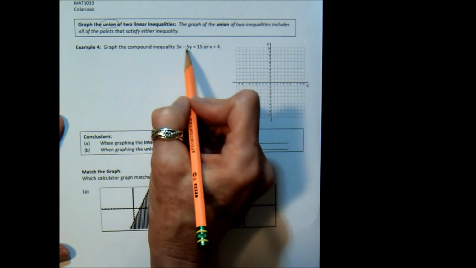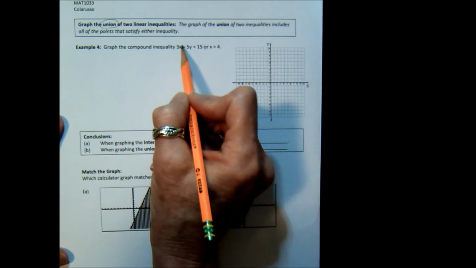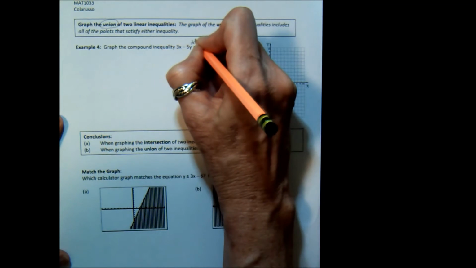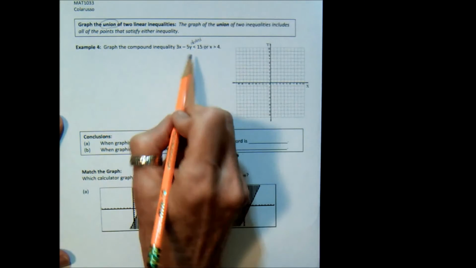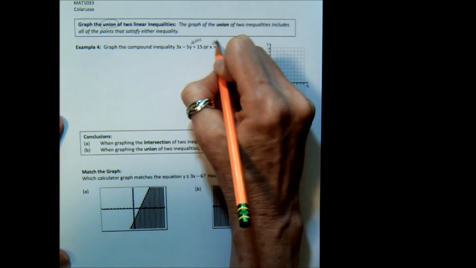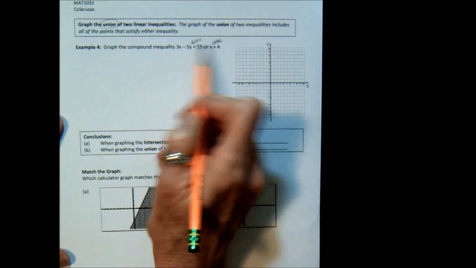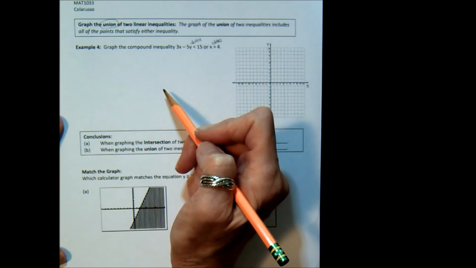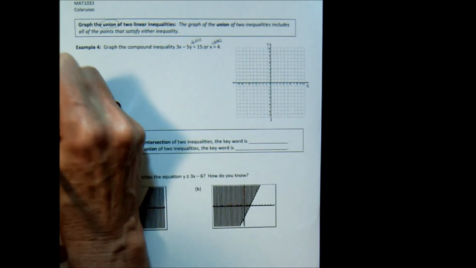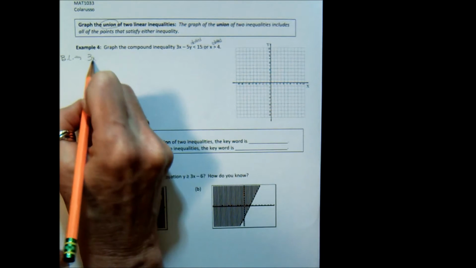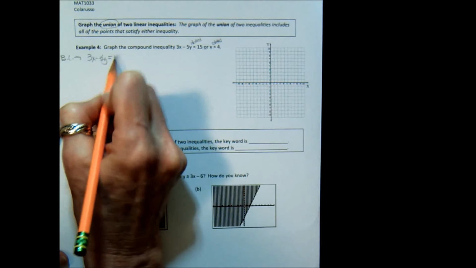Our first inequality is 3x minus 5y is less than 15. I'm going to jot down that this is a dotted line to help me remember because it doesn't have the or equal. And then x is greater than 4. That is also a dotted line. By the way, they don't have to match. You could have one solid and one dotted. That's okay. So the boundary line for our first equation would be 3x minus 5y equals 15.